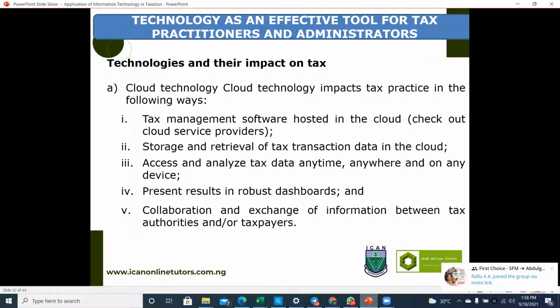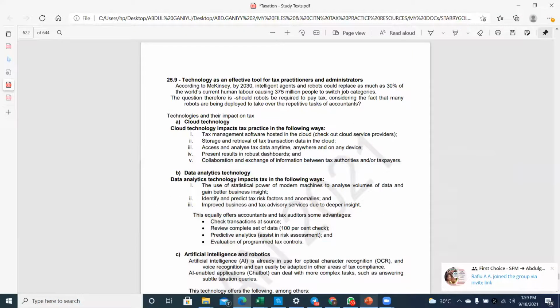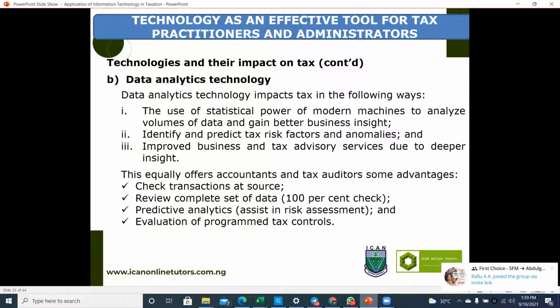Yes, you can, unlike what we used to have before now, that you have a shelf where you categorize or classify your files, your records, and the likes. So this could be done on the cloud. So it presents results in robust dashboards and collaboration and exchange of information between tax authorities and taxpayers. Then we have data analytics technology, and this impacts business in the following way. One, through the use of statistical power of modern machines to analyze volumes of data and gain better business insights, identify and predict tax risk factors and anomalies, and improve business and tax advisory services due to deeper insights.